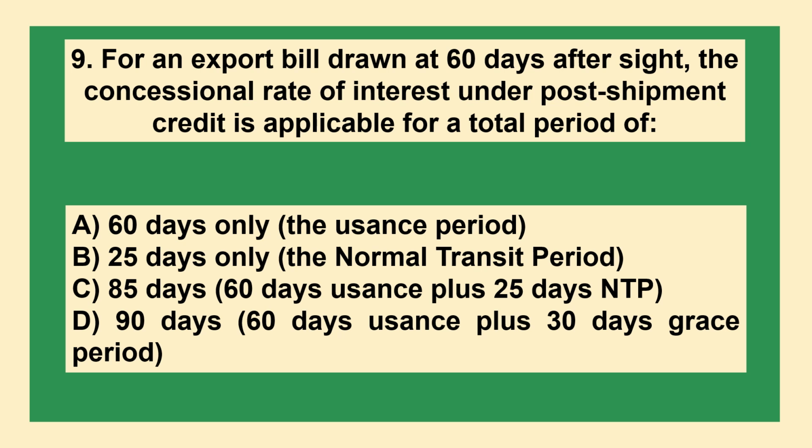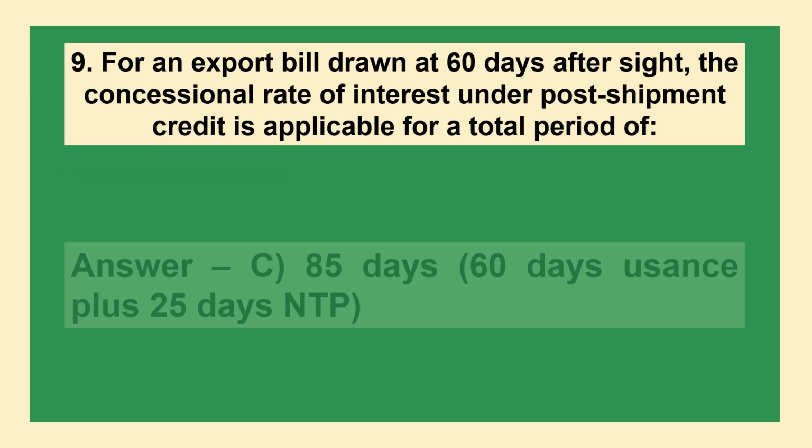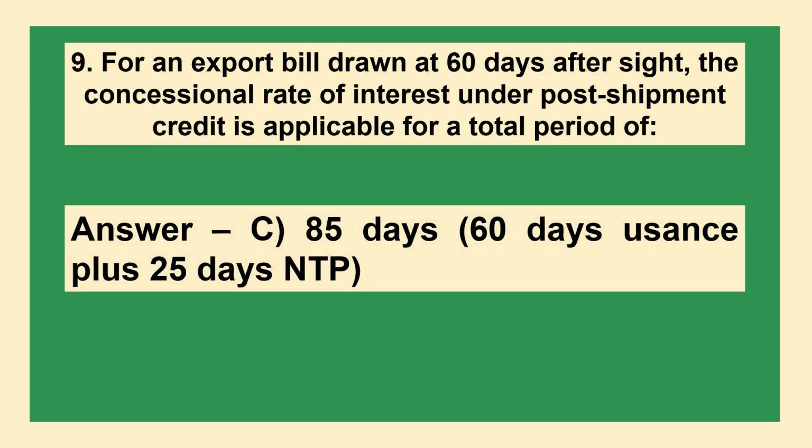For an export bill drawn at 60 days after sight, the concessional rate of interest on the post-shipment credit is applicable for a total period of: option A, 60 days only, the usance period. B, 25 days only, the normal transit period. C, 85 days, 60 days usance plus 25 days NTP. D, 90 days, 60 days usance plus 30 days grace period. The answer is option C, 85 days, 60 days usance plus 25 days NTP.